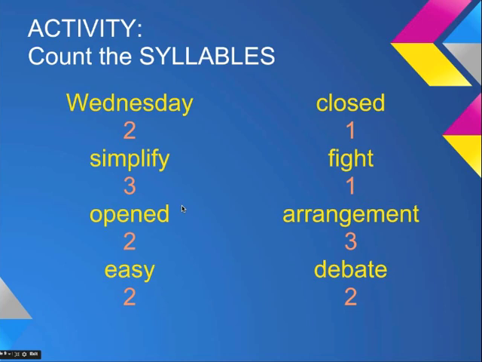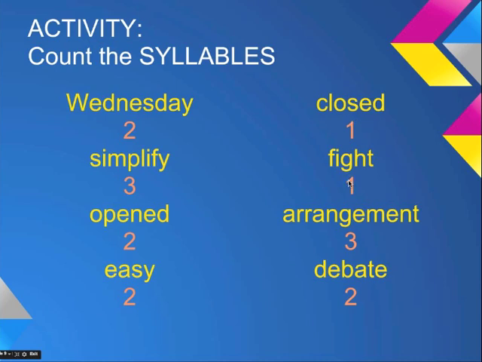Opened. Remember, this is going to sound like a d sound. So in this case, we do not hear the e. So there are only 2 syllables in this word. Easy. Now remember, it's the number of vowel sounds, not the number of vowel letters. These 2 vowel letters are working together to make one sound. Closed. Again, only 1 because the ed only sounds like the d sound. The e is silent.